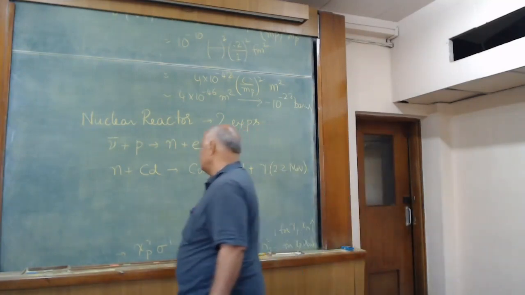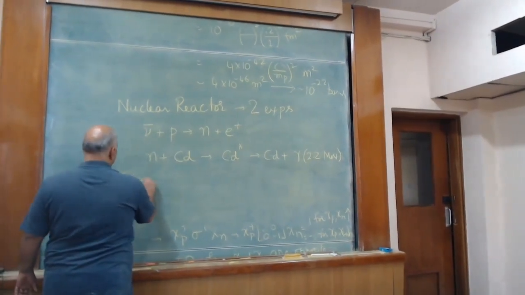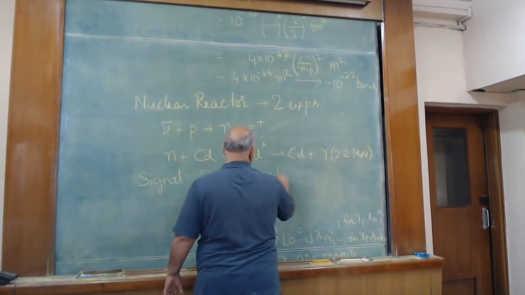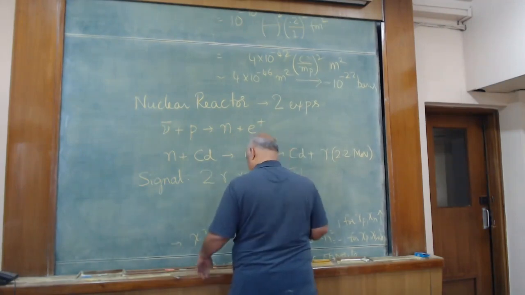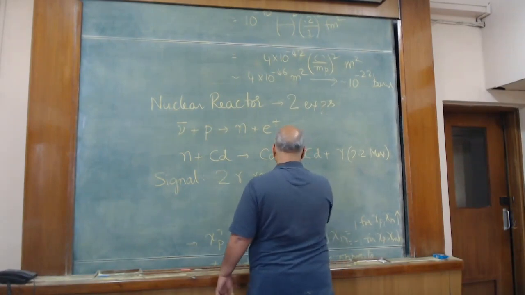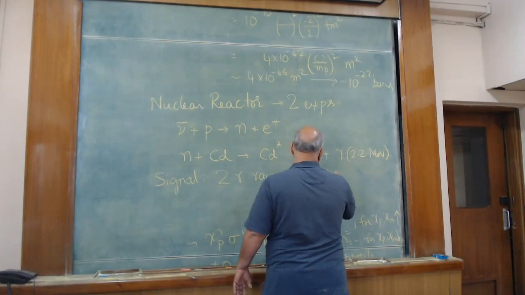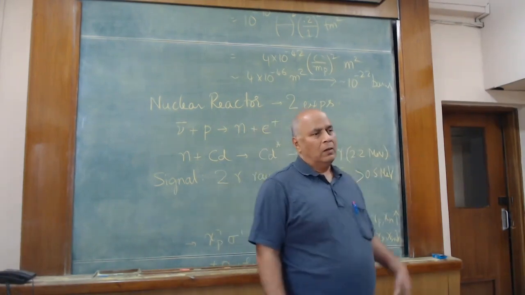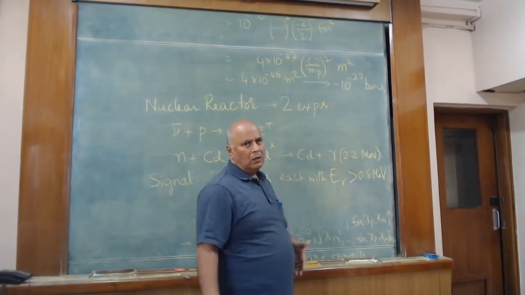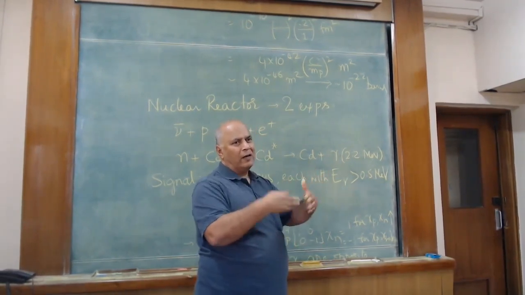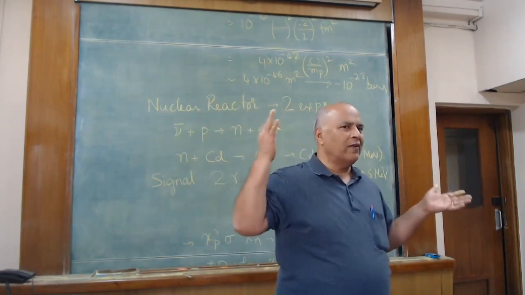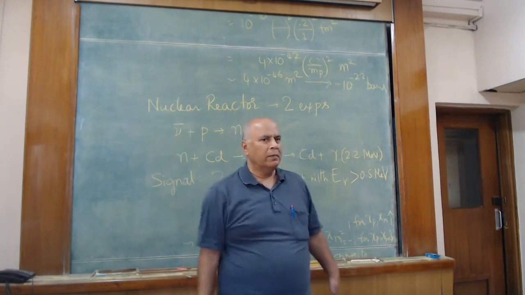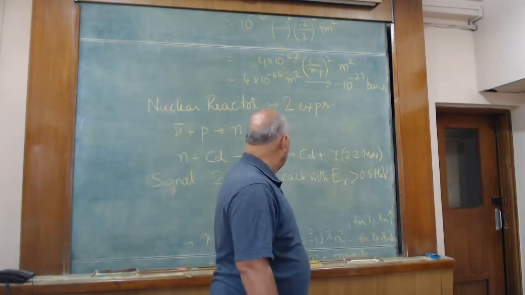So the signal that was identified is the following. Two gamma rays, each with E gamma greater than 0.5 MeV. Mind you, the positron can have a few MeV kinetic energy. So when it annihilates with an electron, the total gamma rays together will have some 4-5 MeV total energy. But each of them should have greater than 0.5 MeV, and a total energy of maybe 3 or 4 MeV, whatever the kinetic energy is.